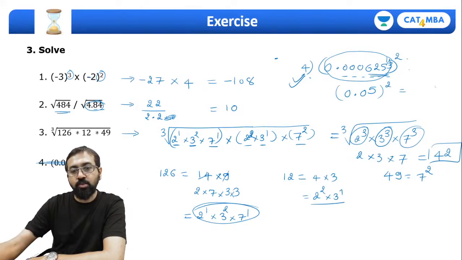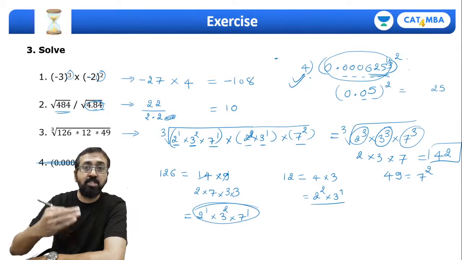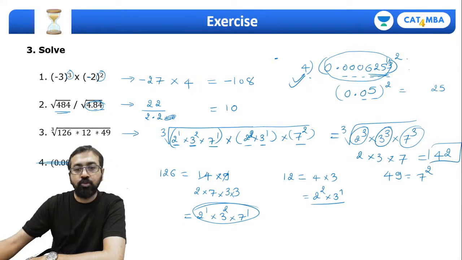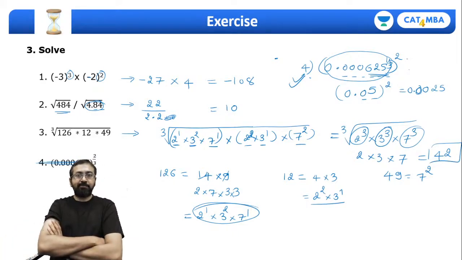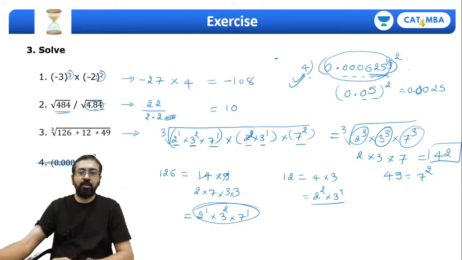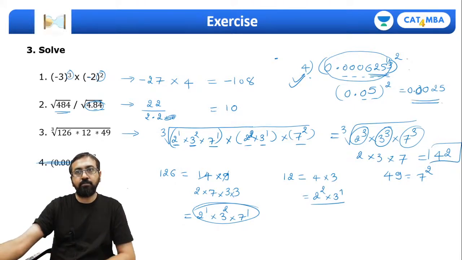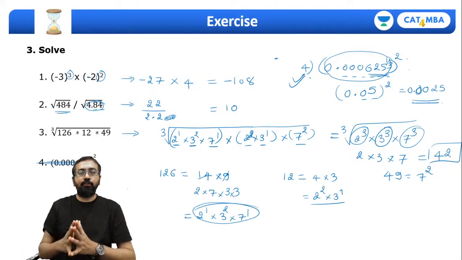Now 5 square is 25, and there are 2 digits over here, so in the square the number of digits will become double, right? So there should be 4 digits over here, so we'll have to insert 2 zeros. We'll write 0.0025, right? So this is the answer for the 4th question. So I'm sure all of you are able to understand this point, right? Okay, friends.